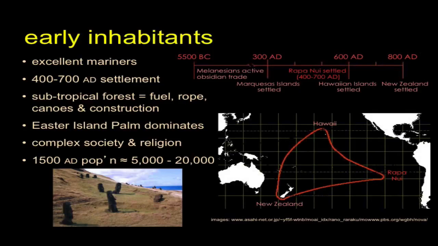So let's talk about what we know. So these are the early inhabitants. As with the rest of Polynesia, these folks are probably the best mariners we've ever had in terms of being able to navigate to different parts of the world. These are little teeny tiny islands, and these guys are navigating across the Pacific and finding them. I mean, incredible skills. No GPS. Easter Island is settled probably around 600 AD, but definitely between 400 and 700 AD.